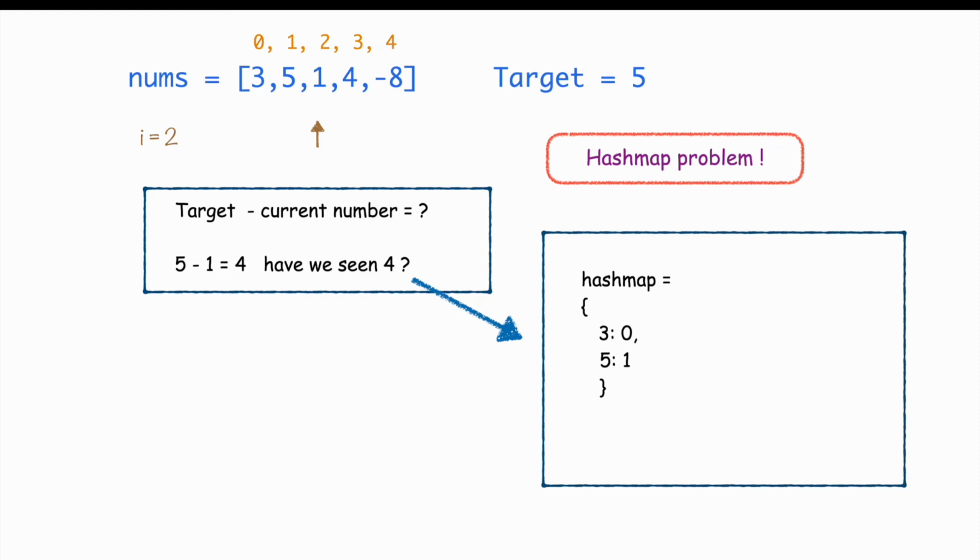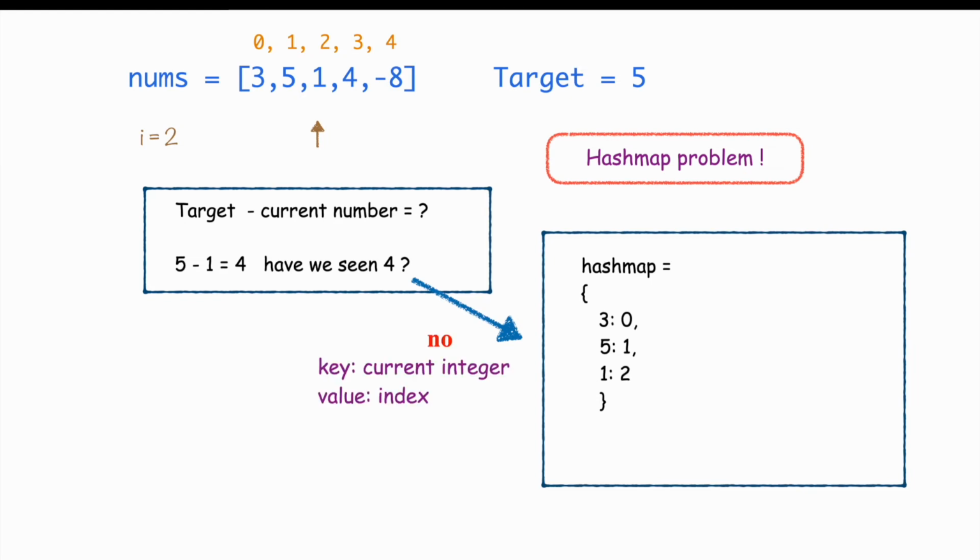And let's continuously scan the array and check the next number. I is equal to 2, index is 2 now, which the value is 1. 5 minus 1 is 4. Have you seen 4? Answer is no, so we want to update the Hashmap with this new current value 1 and index 2. Now I is equal to 3.